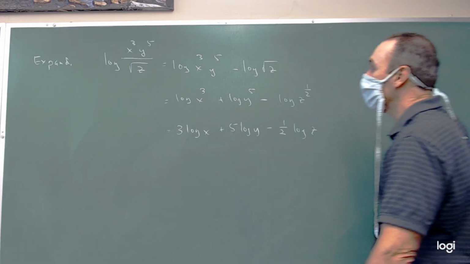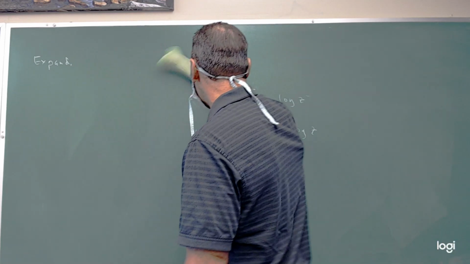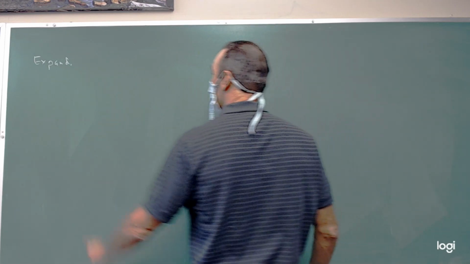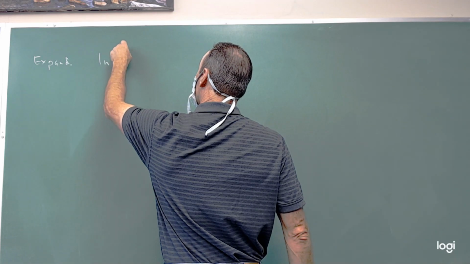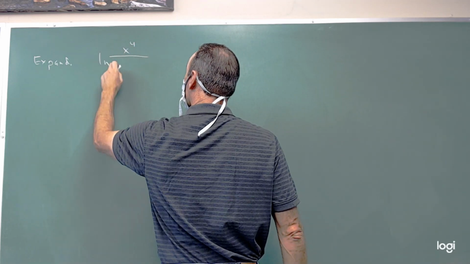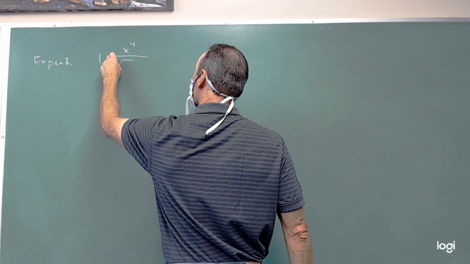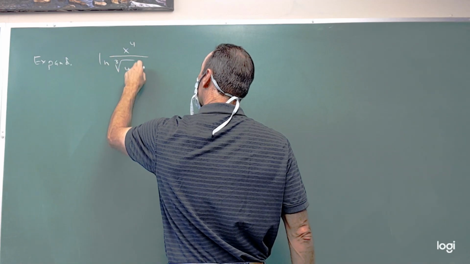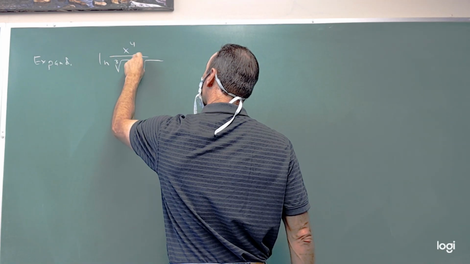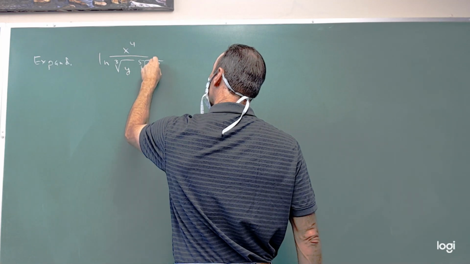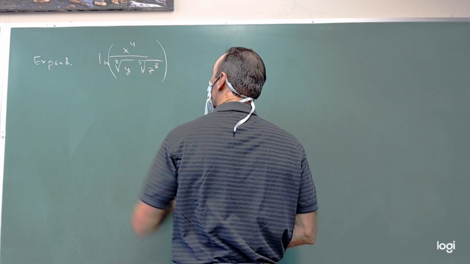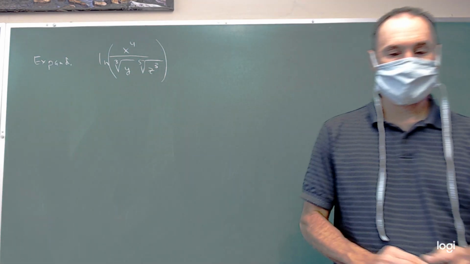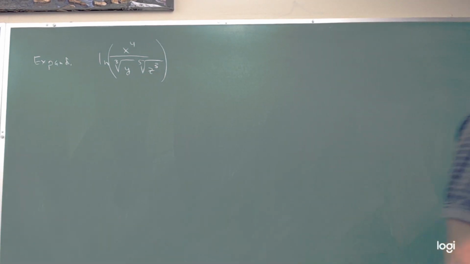All right, so I don't know whose turn it is to come to the board, but let's do that. We're going to do the natural log of x to the 4th over the cube root of y times the 5th root of z to the 3rd power. Oh my goodness, this will be a fun one. Pause the video for a moment.